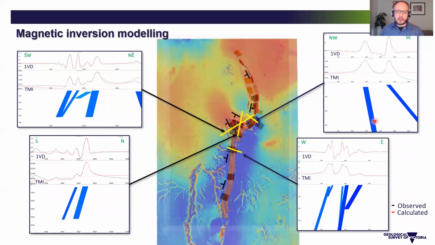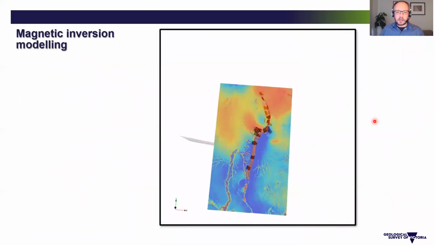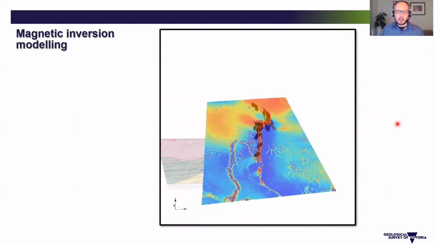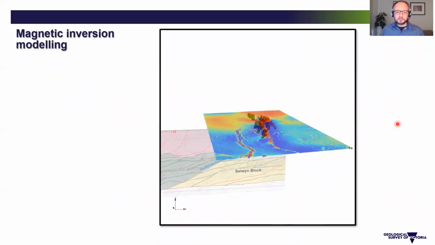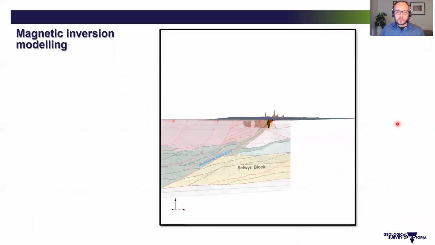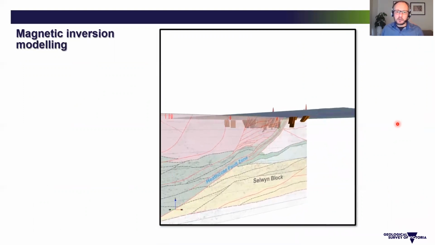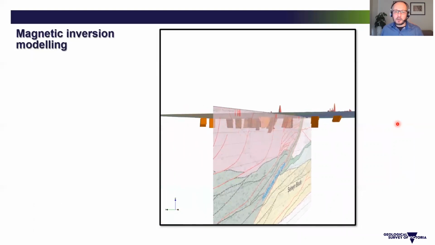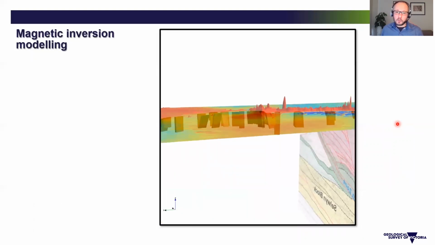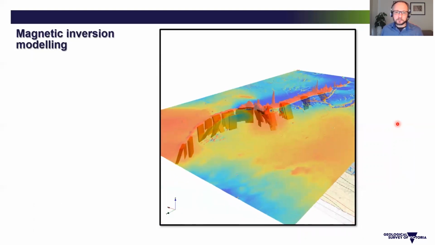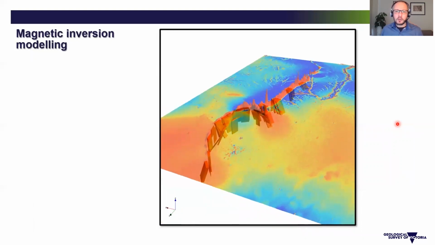And if we look at that in 3D, we can see these bodies that have been modeled and inverted. And looking at them with the seismic section, you can see that the geometries line up really well with what we interpreted from the seismic. And as you go north to this area of the antiformal stack, you can see that there's quite a bit of deformation of the west dipping volcanics.